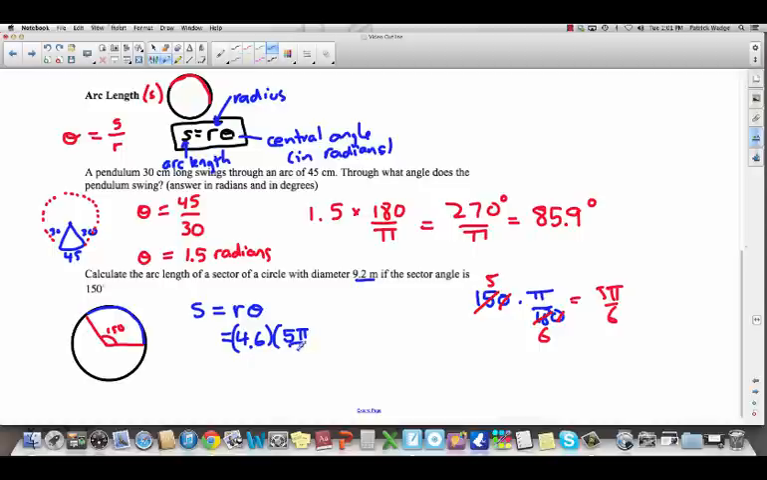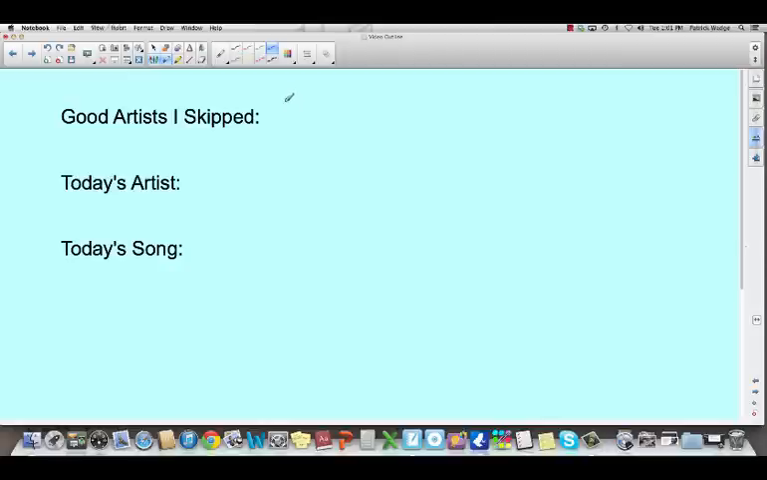5 pi over 6. I think now I just take my calculator and multiply. 4.6 times 5 times pi, divide it all by 6. You get 12.0 meters. And that's the final answer. Okay, there you go. Nice introduction to trigonometry in grade 12.